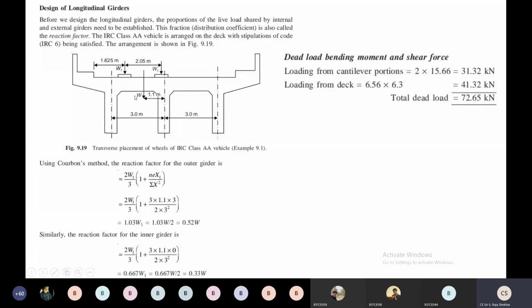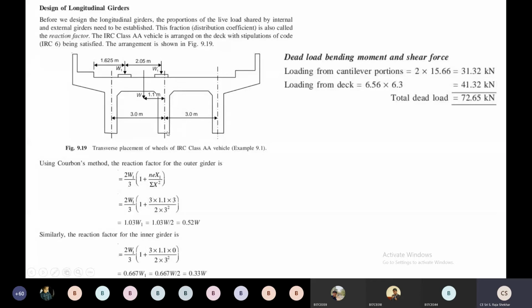So now if you add, the total load W is equal to 2W1. In place of W1, you substitute W by 2. You will get the reaction factor for the outer girder. For the outer girder, we are going to get 0.52 into W. So for this girder, the reaction factor is 0.52 into W, and for this one, 0.52 into W.